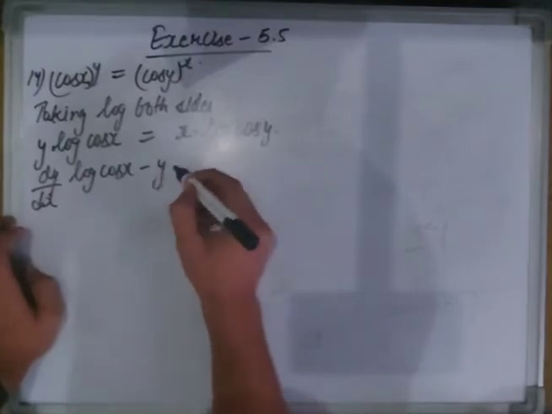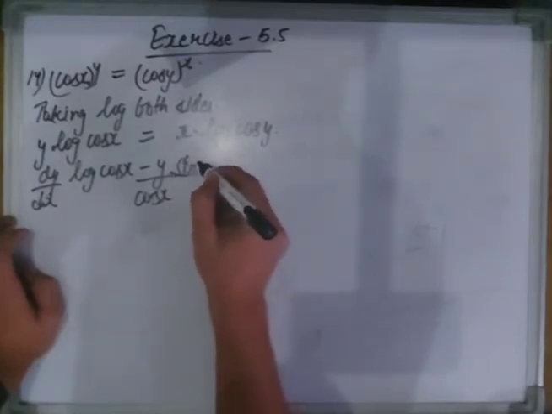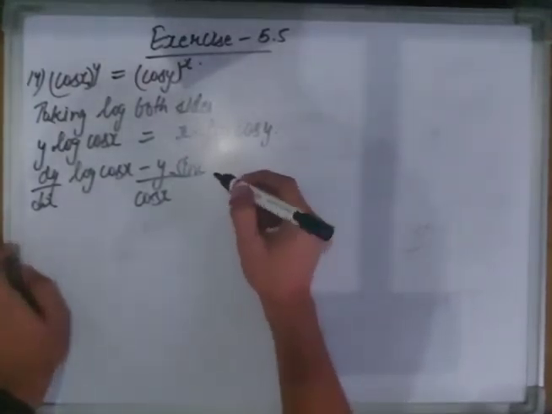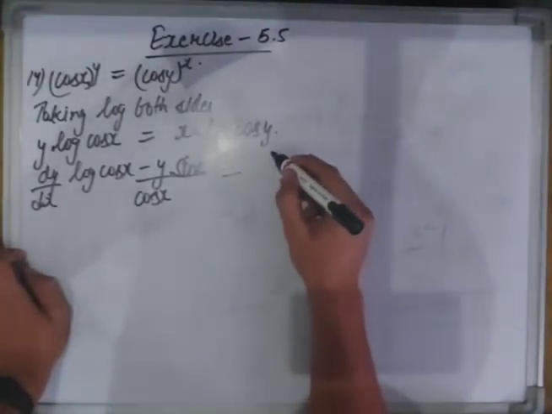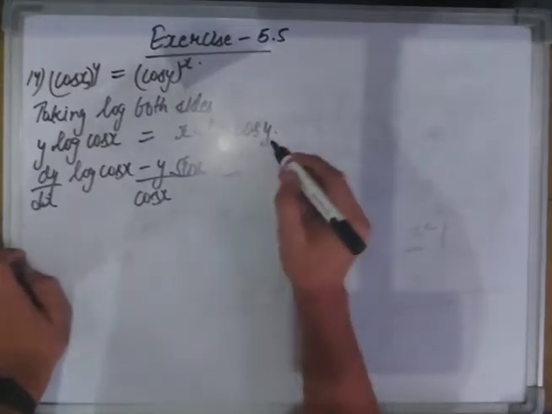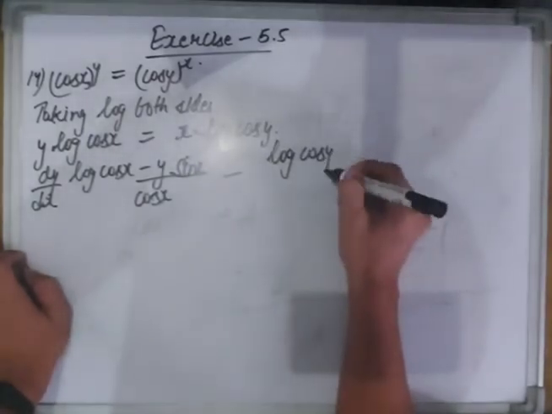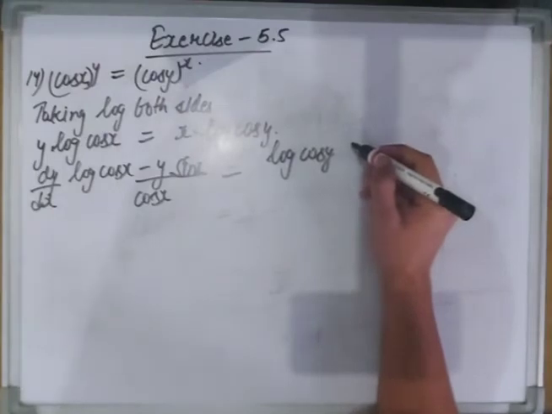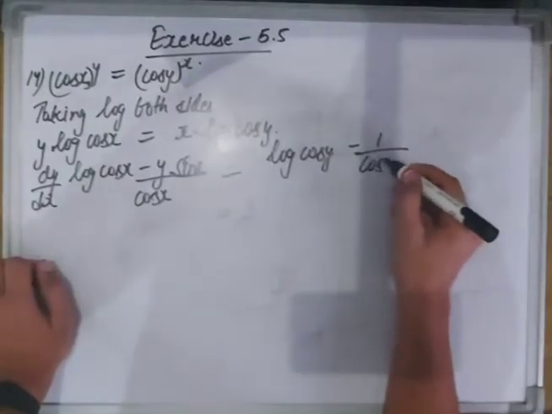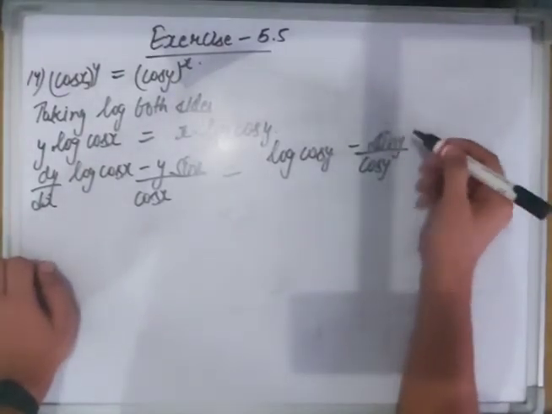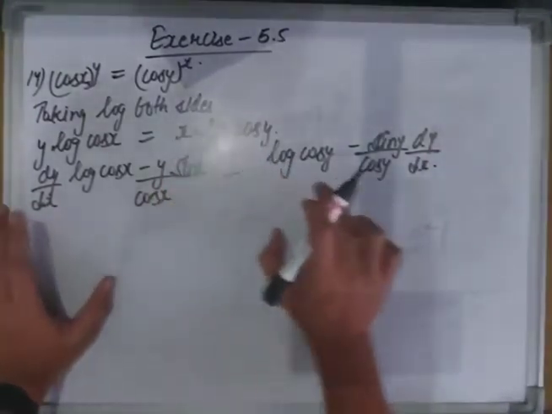So y upon cos x sin x here. And here we have x as it is. I will prefer to find the derivative of x first: log cos y, and then the derivative of log cos y is 1 upon cos y, cos y derivative is minus sin y, and y derivative is dy upon dx. So this was the derivative of x log cos y.